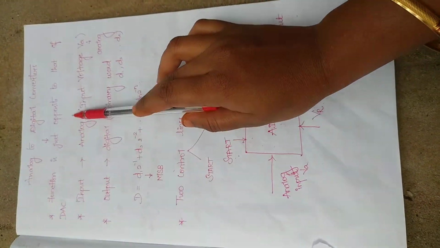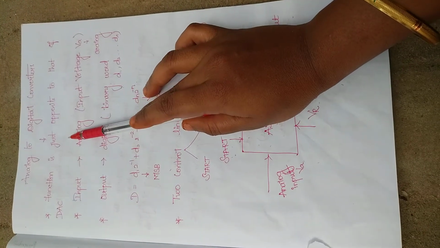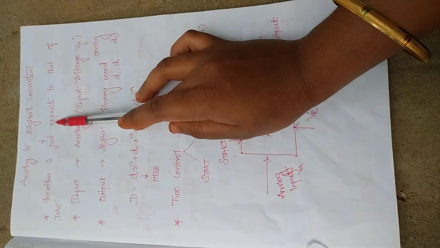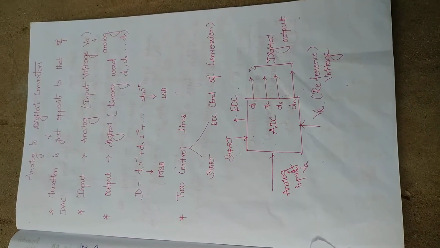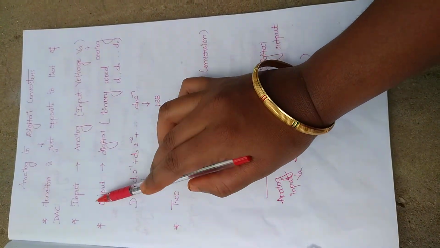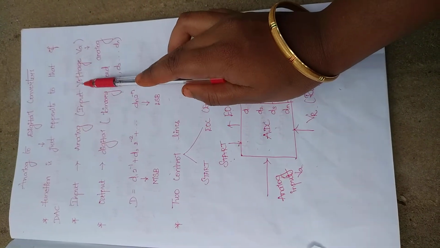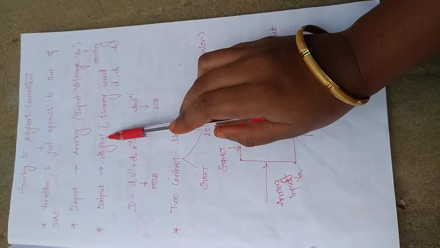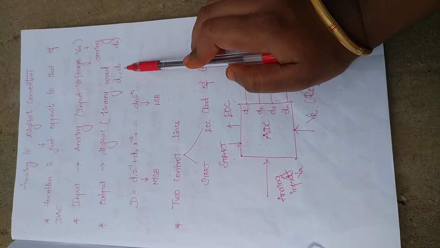In analog to digital conversion, the function is just opposite to that of digital to analog conversion. In digital to analog conversion, your digital format is converted into analog form. We always represent the analog form in terms of voltage or current. Next, what are the input and output in analog to digital conversion? The input is analog, that is your voltage, VA, where A represents analog voltage. The output is in the form of digital format, that is your binary word. A binary word is nothing but zeros and ones.